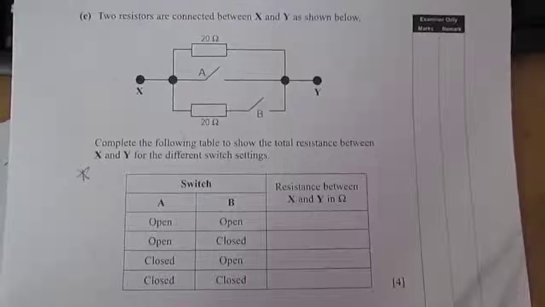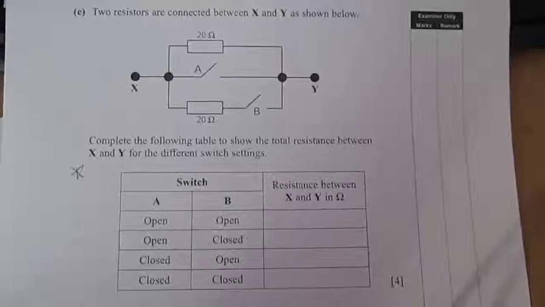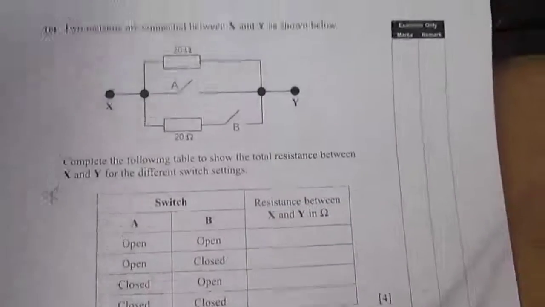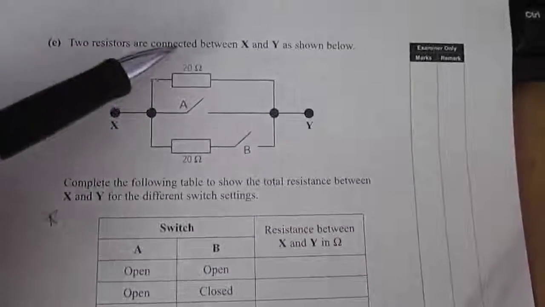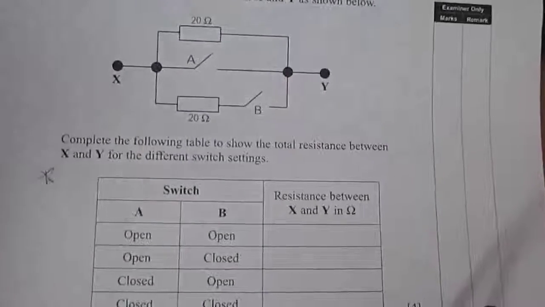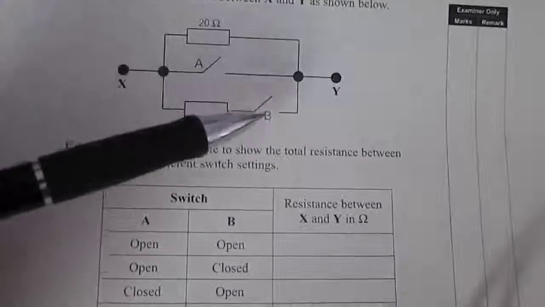Okay, so this is SIA Double Word Science Foundation, June 2010, non-modular paper 3. So we have two resistors connected between X and Y as shown. Complete the table to show the total resistance between X and Y for the different switch settings. So we've got two switches, switch A and switch B.